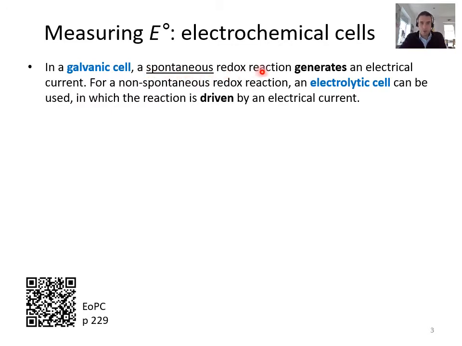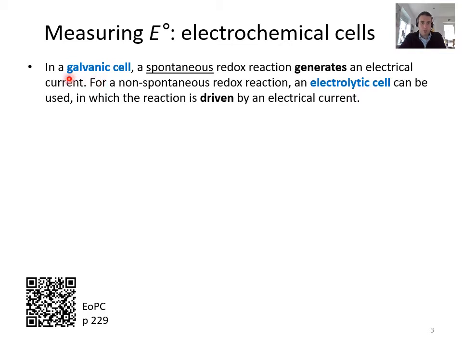So that's one type of cell. The other type of cell is an electrolytic cell, and this is where you have a non-spontaneous redox reaction. So this means that in order to get the redox reaction to actually occur, you need to put energy in, and of course you can do that by actually applying a current. For example, electrolytic cells are used often in things like aluminium plating.